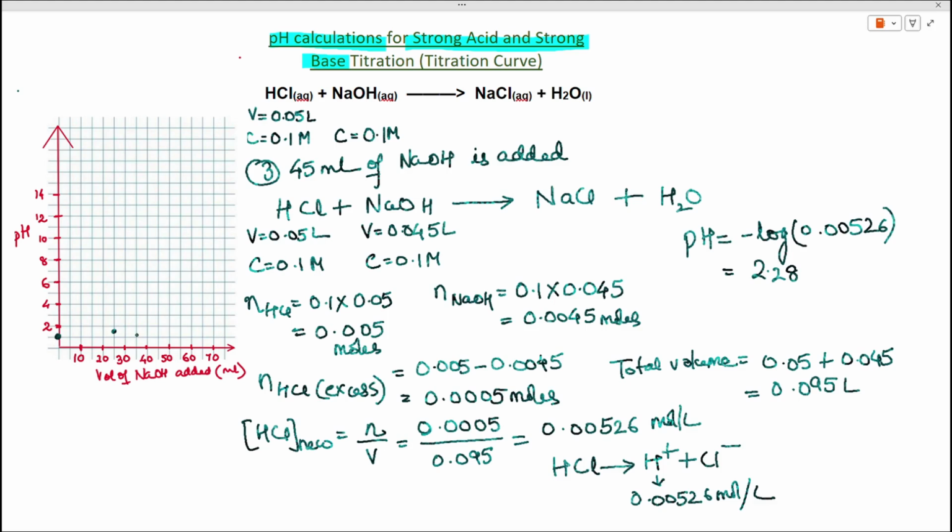And let us have this. So the volume of NaOH is 45 ml, so we have it over here, and the pH is 2.3 approximately. So we have this over here, and those are our 3 points. Now let us see the next situation.